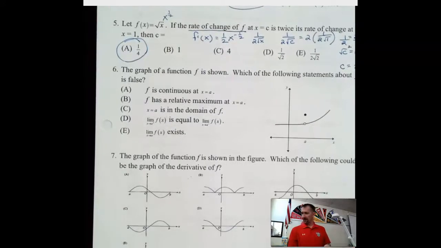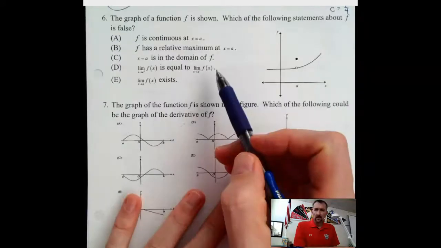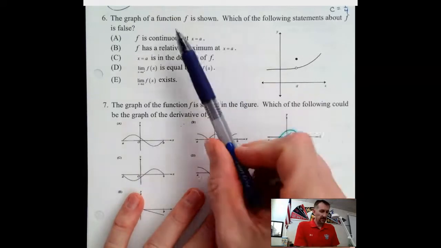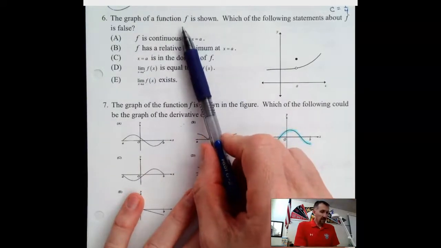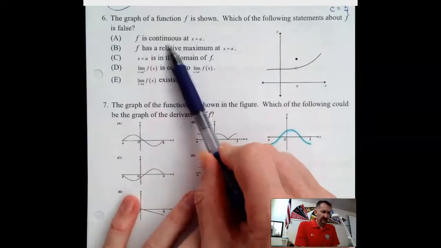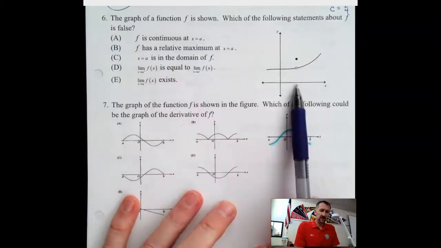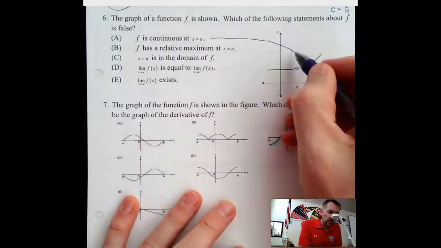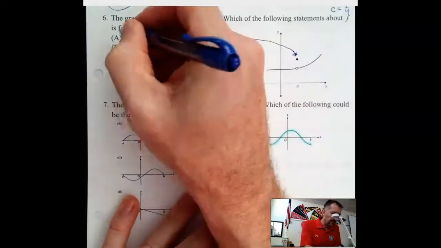The graph of, and this question goes back a bit further, the function f is shown. Which of the following statements about f is false? So it says f is continuous at x equals a. Well, that's false right off the bat.